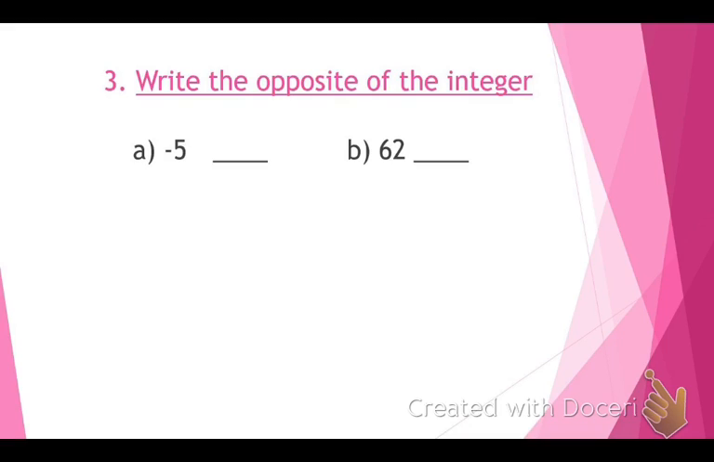This one asks us to write the opposite of the integer. Landon, what's the opposite of negative 5? Positive 5 is correct. And next one, Mason, what's the opposite of 62? Negative 62. Okay, so the opposite of a positive is always a negative. The opposite of a negative is always a positive.